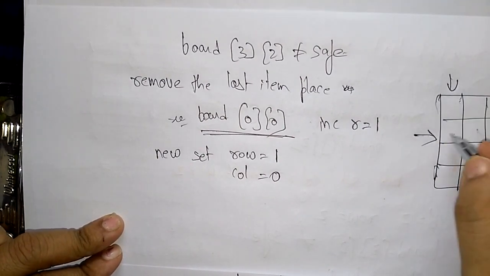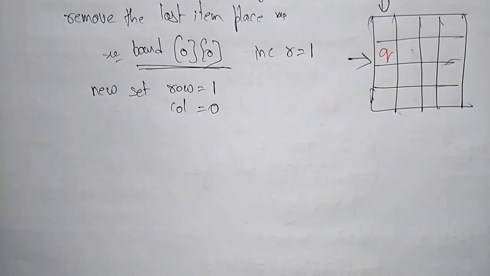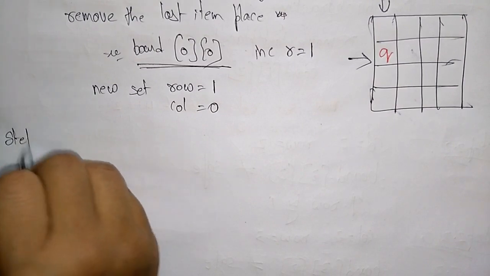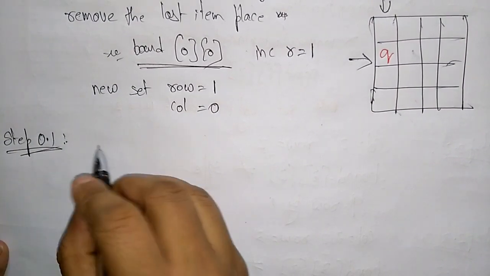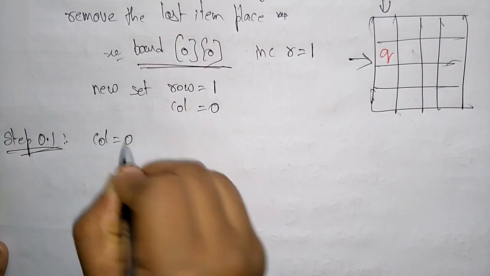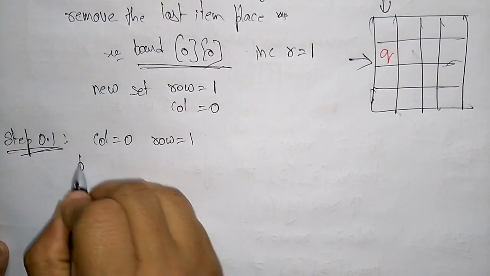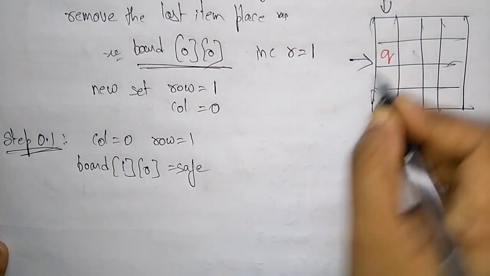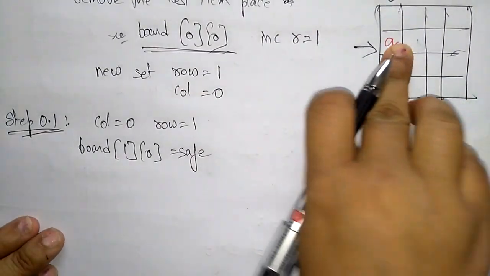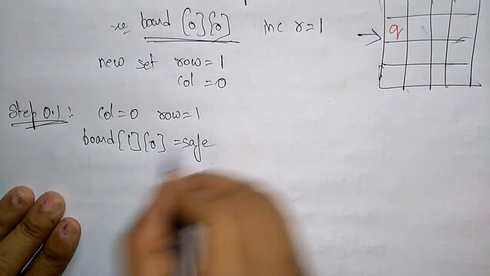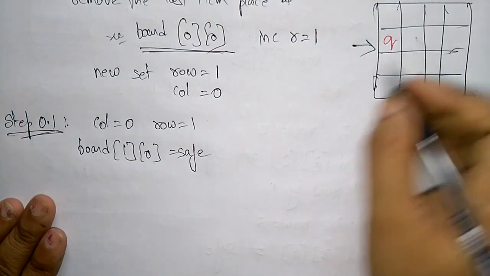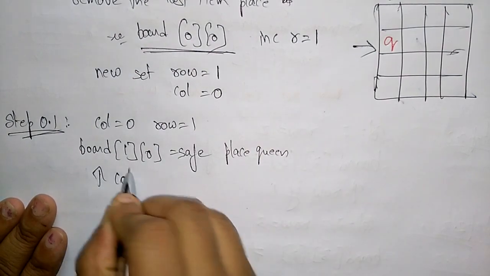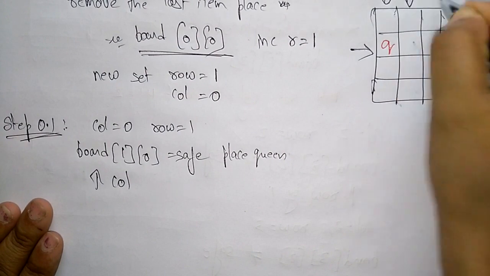Now I am placing the queen here. To place that queen, you have to check whether it is safe or not. Step 0, column 0, row 1: is board of first row and 0 column safe? Yes, it is safe because we already removed everything here. So place queen, and increment column. Whenever you place the queen, just increment the column.